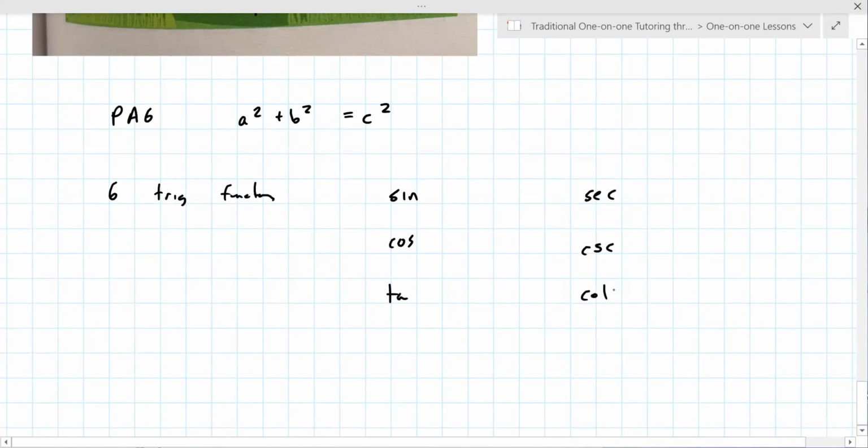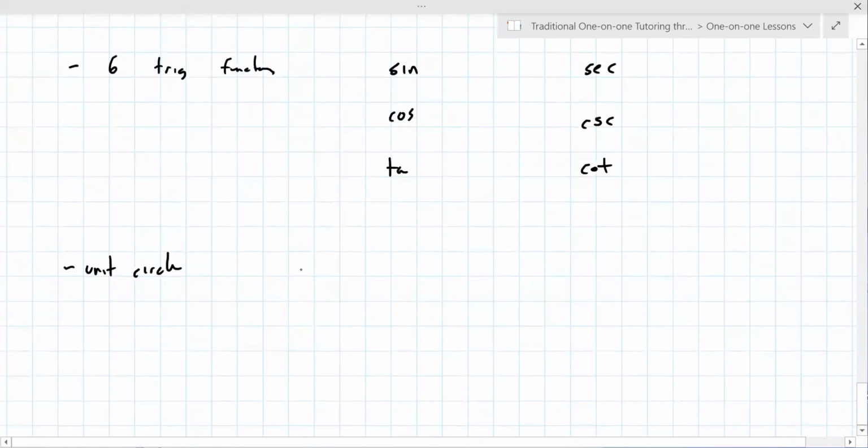So some things here you need in your toolbox. You need the Pythagorean theorem. That's a squared plus b squared equals c squared. You need to know the 6 trig functions: sine, cosine, tangent, secant, cosecant, cotangent. You need to know your unit circle. And with the unit circle, you need to know that x is cosine and y is sine. And then we talked about earlier, you need to know your inverse trig functions.